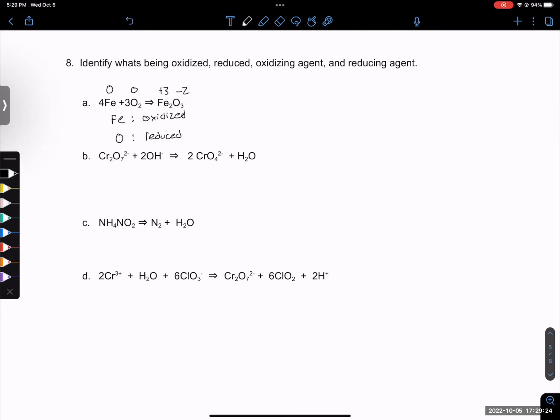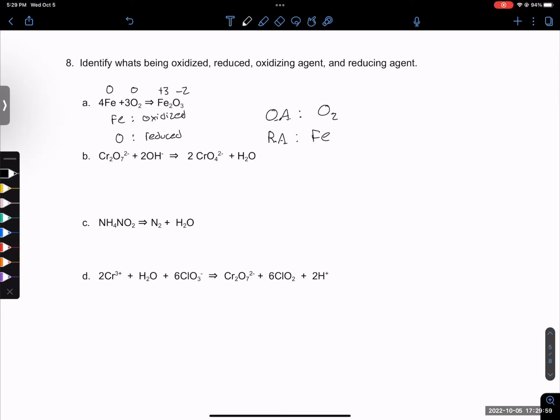And what is the oxidizing agent? O2, right? So I'm just going to abbreviate this OA, and this is going to be O2. Remember, the agents can only be reactants. And you can't say that oxygen, just O by itself, is the oxidizing agent. You have to say that O2 is the oxidizing agent. And therefore, the other reactant, the reducing agent, would be iron.